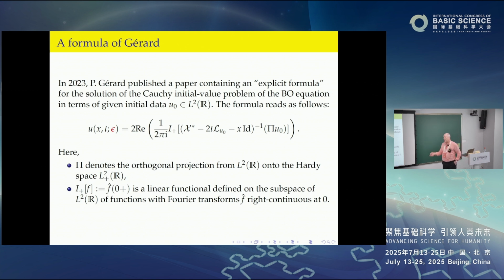Okay, so now I want to tell you how we get these results quickly, just flash some formulas. So I told you I would show you Patrick's amazing formula, and here it is. This is how you solve the initial value problem for Benjamin-Ono in Patrick's paper. First of all, you see that there's the resolvent of some crazy linear operator acting on pi u0. So pi is the orthogonal projection from L2 onto the Hardy space of functions analytic in the upper half plane. You act on that thing with the inverse operator, and then you evaluate a functional called I plus. It's just the limit from the right of the Fourier transform. So anyway, that's the formula of Patrick's.